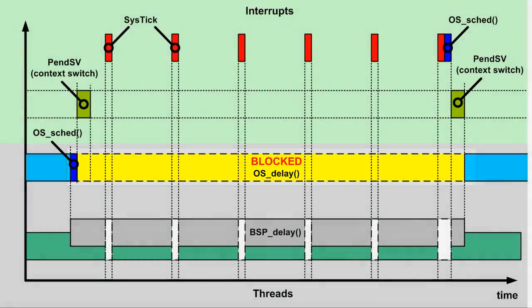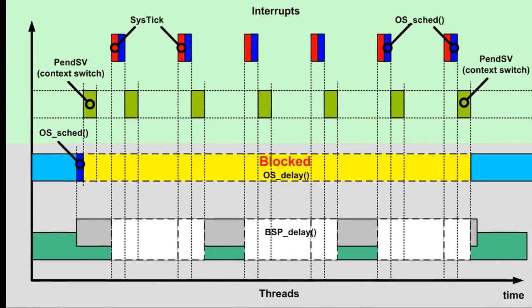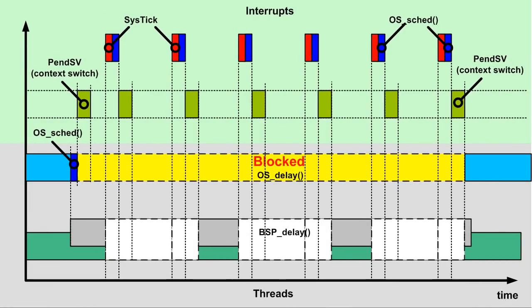But before jumping into the implementation of the OS delay function, you need to realize one important property of a blocked thread. To see this better, you need to use a timing diagram with all context switches that are happening, but which I have omitted for simplicity so far.